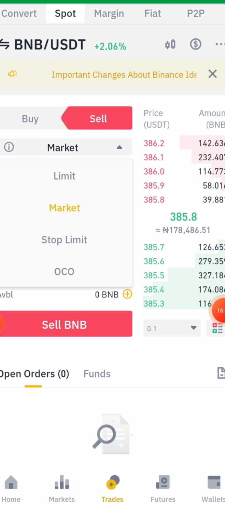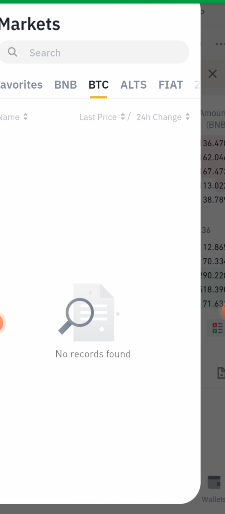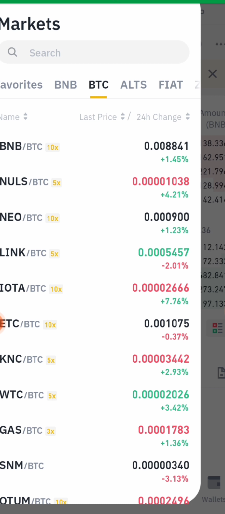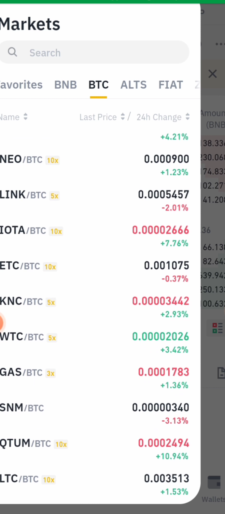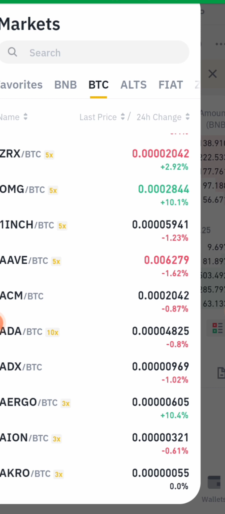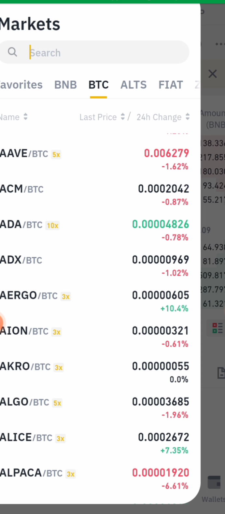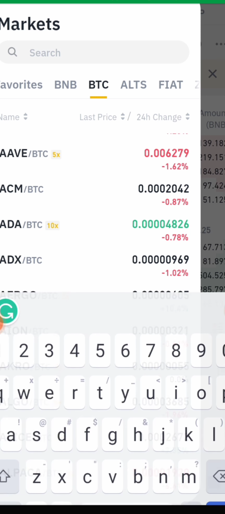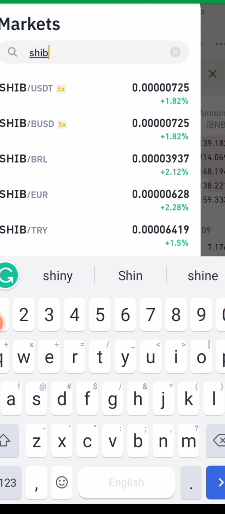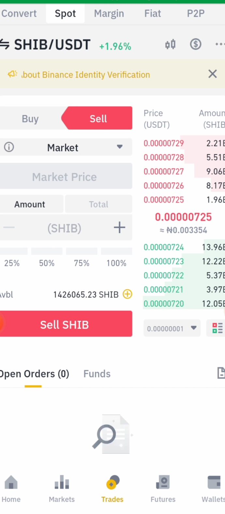Now let's see something. Let's use another coin. Which coin can we choose? Let's try maybe IOTA. Let's look for a coin that's very cheap. Can we look for SHIB? Let's use SHIB, for example. Let's trade on SHIB/USDT. Okay, this is SHIB. Now we want to sell SHIB.